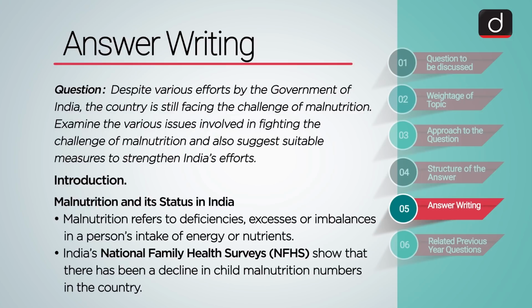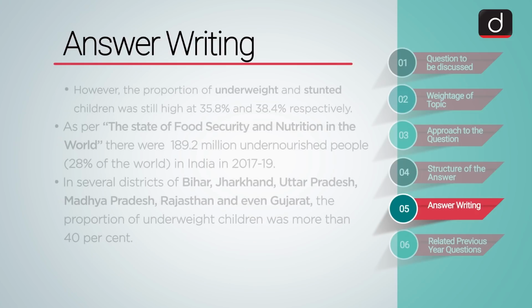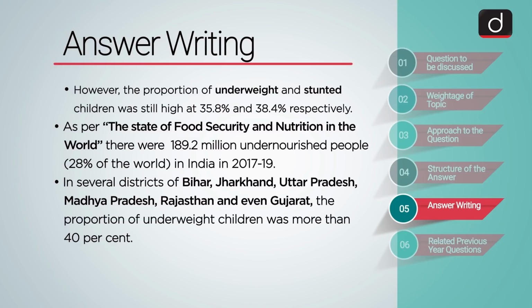Malnutrition and its status. Malnutrition refers to deficiencies, excesses or imbalances in a person's intake of energy or nutrients. India's National Family Health Survey shows that there has been a decline in child malnutrition numbers in the country. However, various studies show that the rate of decline is very slow and India is still fighting a tough battle. The proportion of underweight and stunted children was as high as 35.8% and 38.4% respectively.